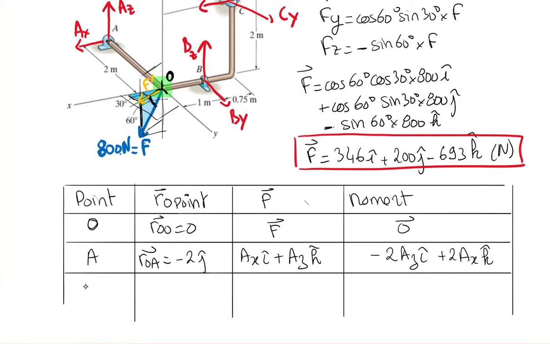Okay, let's do point B. We need r_OB, from O to B. It's minus 1 i-hat. Be careful that x is positive in this direction, y is positive in this direction, and k in this direction. You need to include the minus, otherwise it's false. It's like your bearing is on the side. Okay, the force is By j-hat plus Bz k-hat.